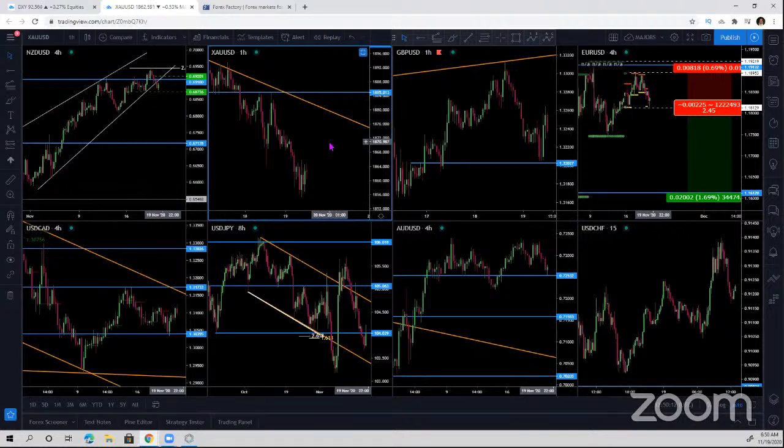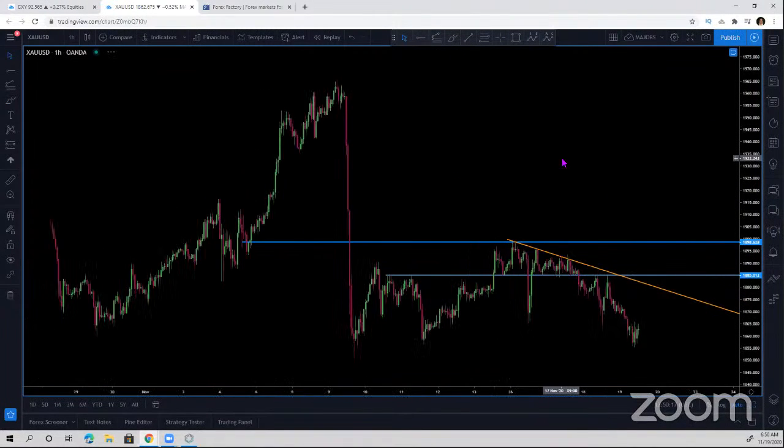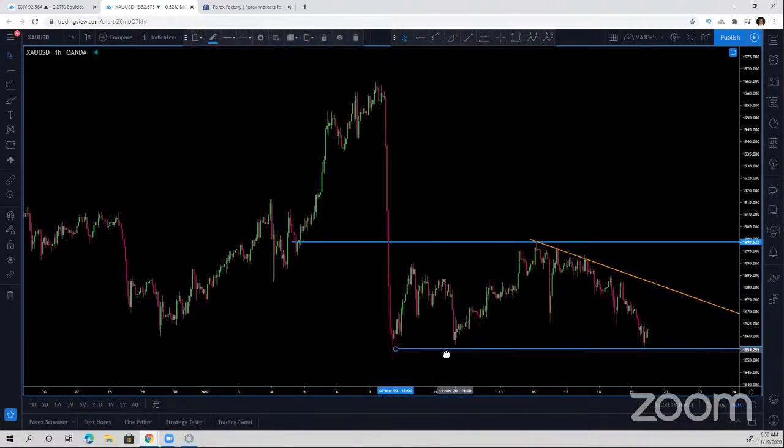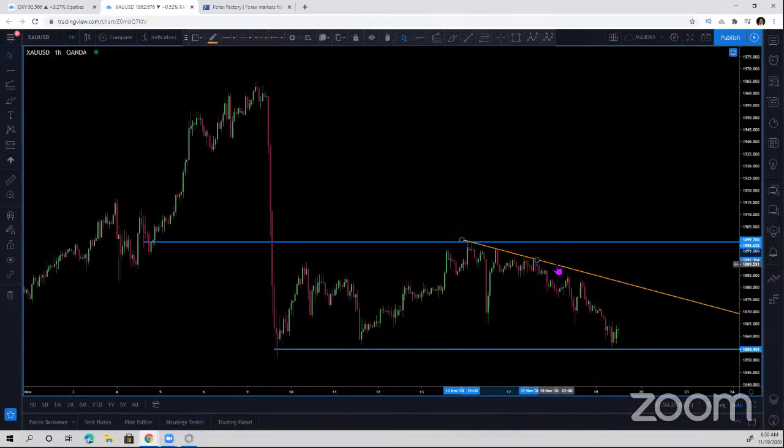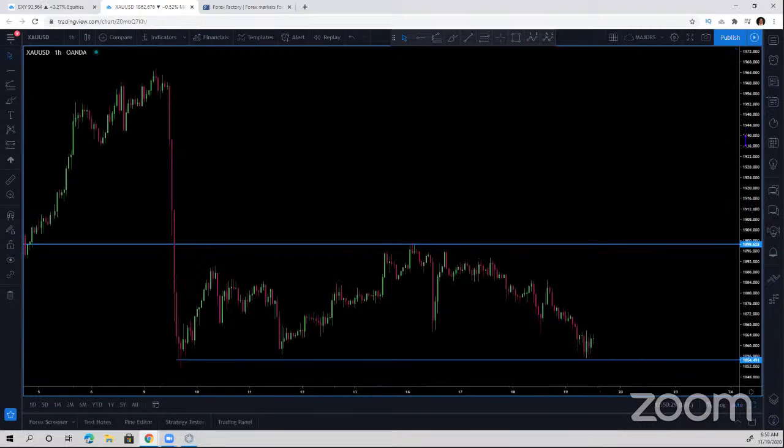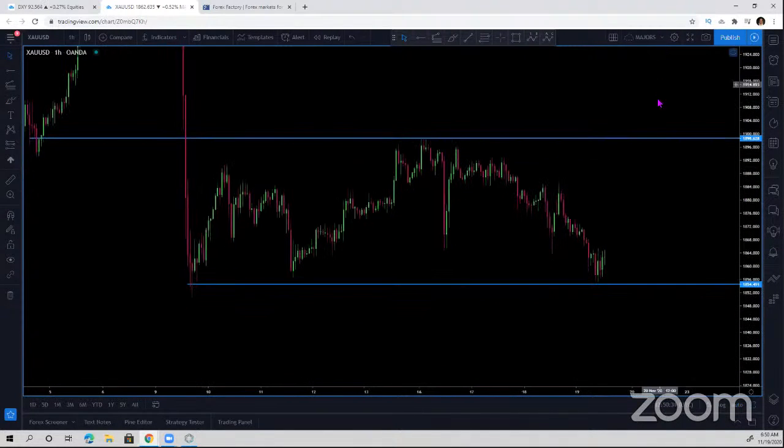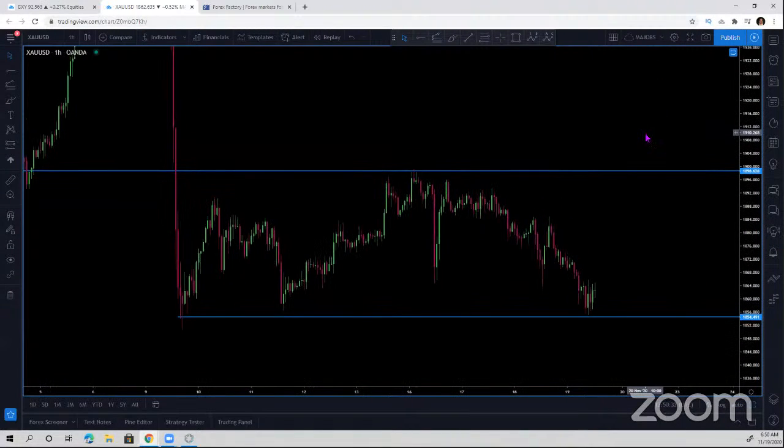Okay, so let's talk about gold to finish this off, right? And gold has been quite difficult to trade this week. But if you notice right here, there is something quite interesting in gold.